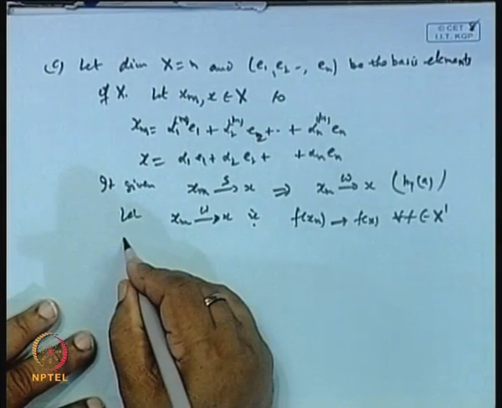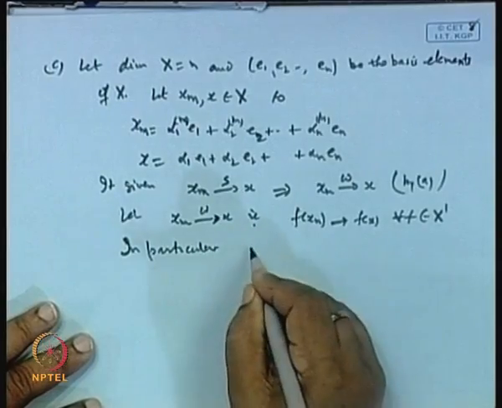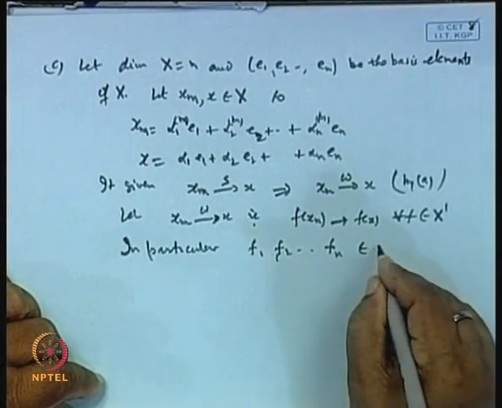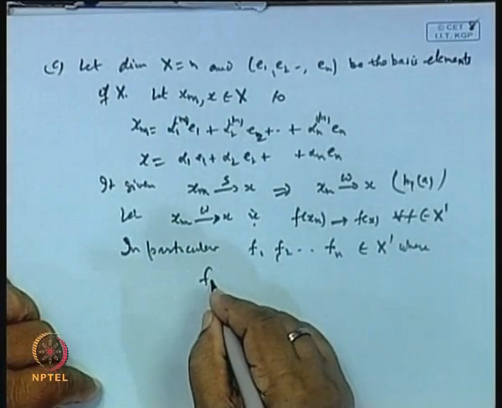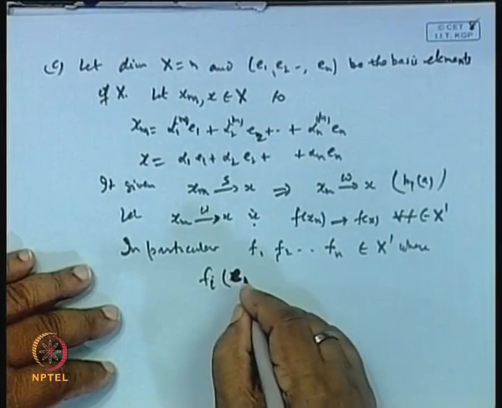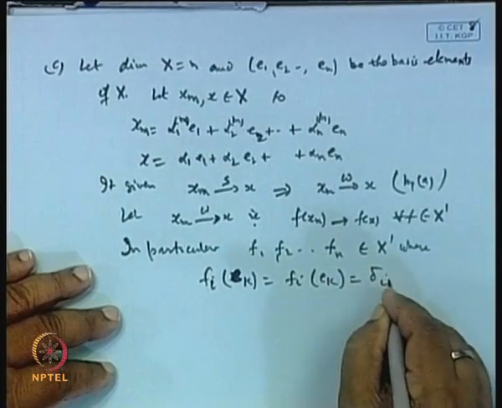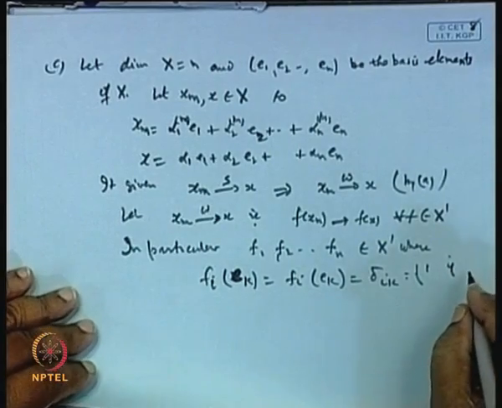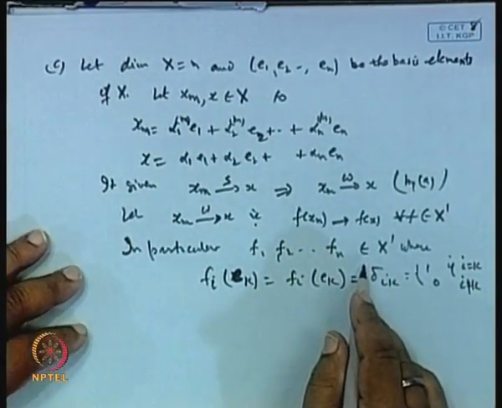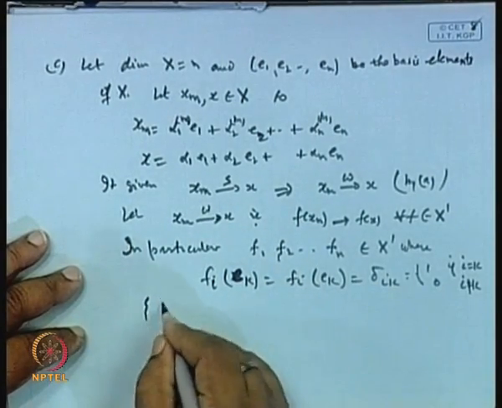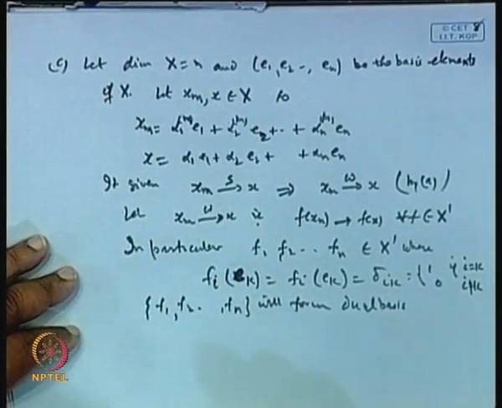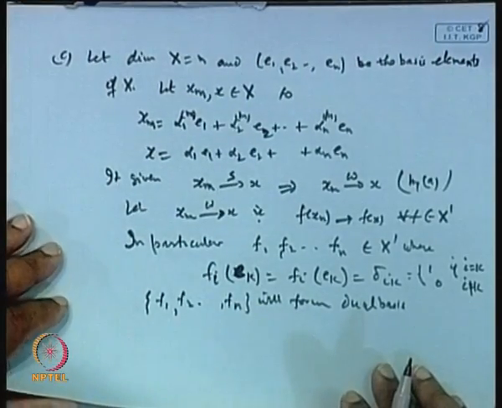Now, in particular, take f_1, f_2, ..., f_n. These are also elements of X dash, where f_i of e_k is the canonical delta_ik, which is 1 if i is equal to k, otherwise 0, is it not? And f_1, f_2, ..., f_n are the dual bases. In particular, these f_1, f_2, ..., f_n will form dual bases, so these are elements of X dash, is it not?